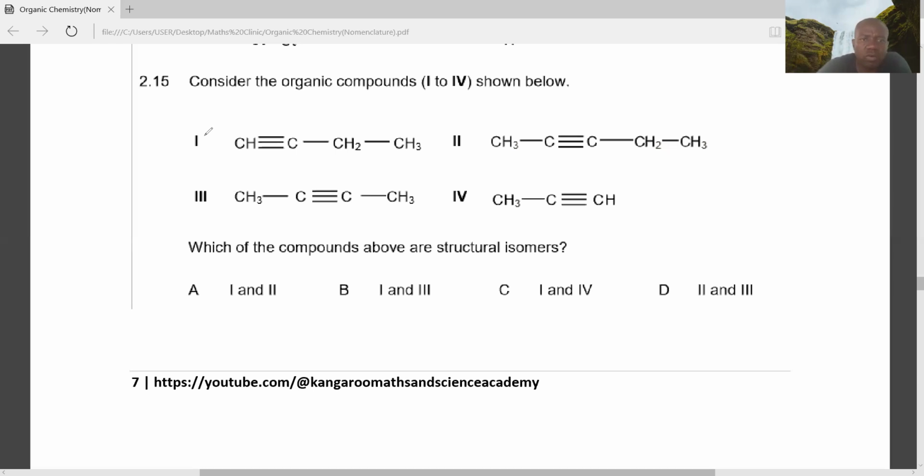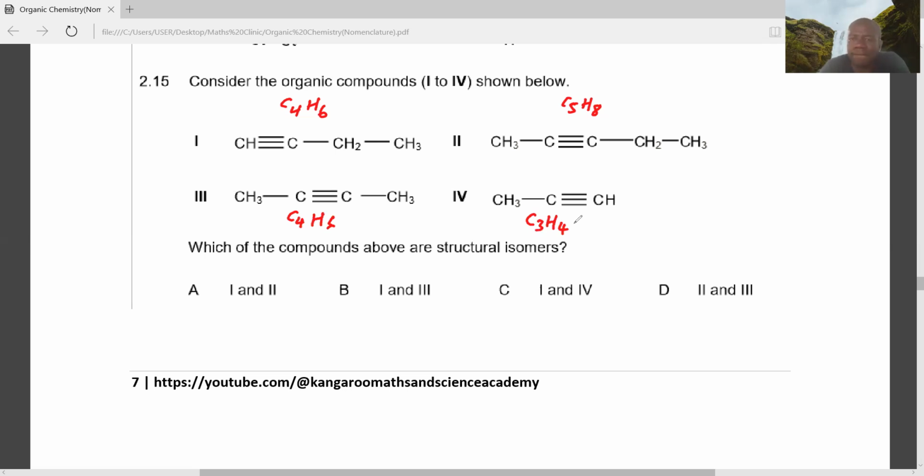How many carbons are here? 1, 2, 3, 4. So this is C4. How many hydrogens? 3, 4, 5, 6. So this is 6, 4 times 2 is 8. Okay, fine. Let's come to this: 1, 2, 3, 4, 5. This is 5 carbons, with how many hydrogens? 6, 7, 8. 5 times 2 is 10. Then this one, how many carbons? 1, 2, 3, 4. C4 with hydrogen 6. Let's come to this: 1, 2, 3. So it's 3 carbons, with hydrogen 4.